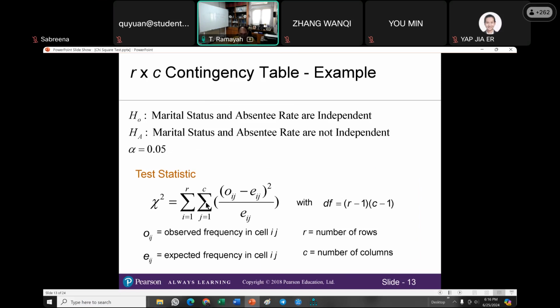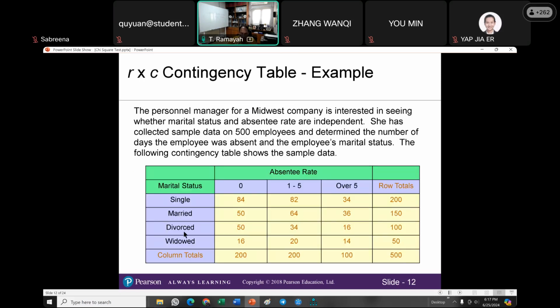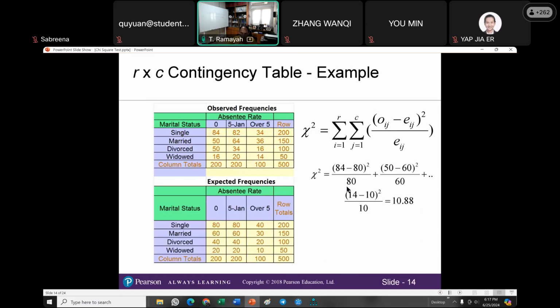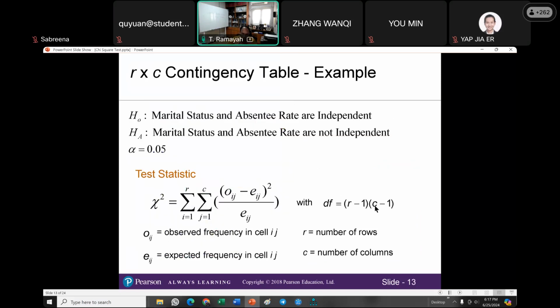And we need to calculate the chi-square degrees of freedom. We have 4 rows and 3 columns. So 4 minus 1 is 3. 3 minus 1 is 2. 3 times 2 is 6. So degrees of freedom is 6.